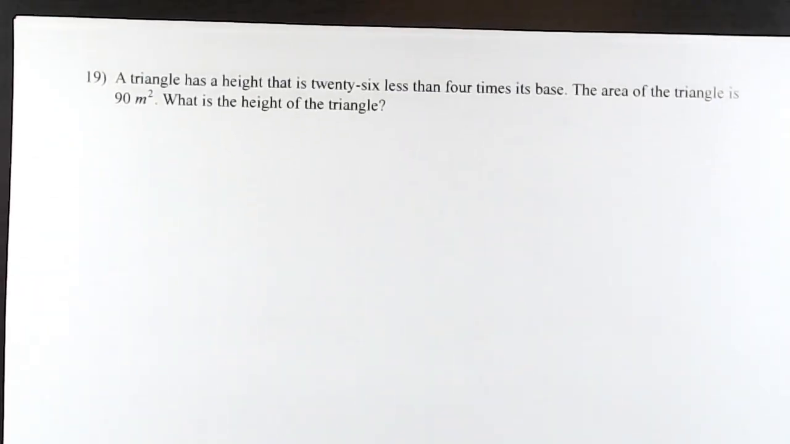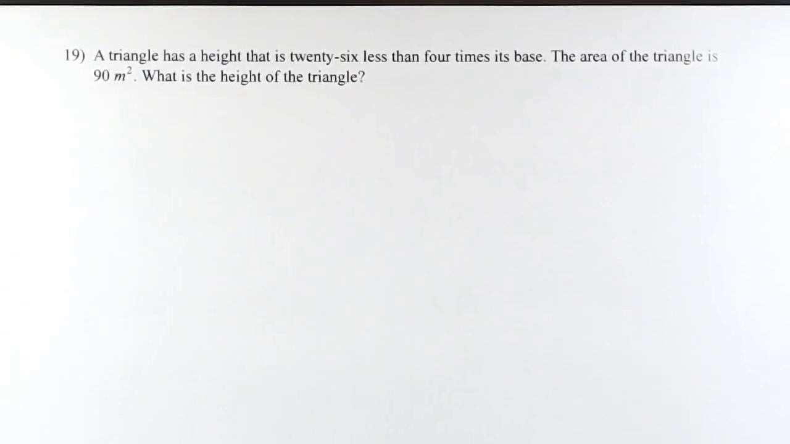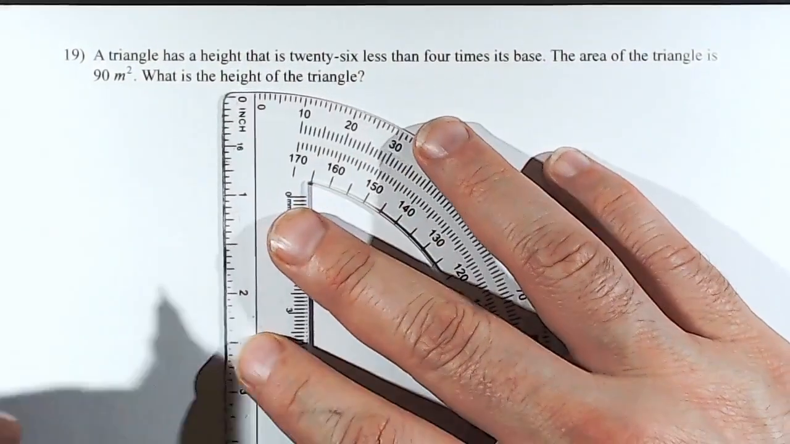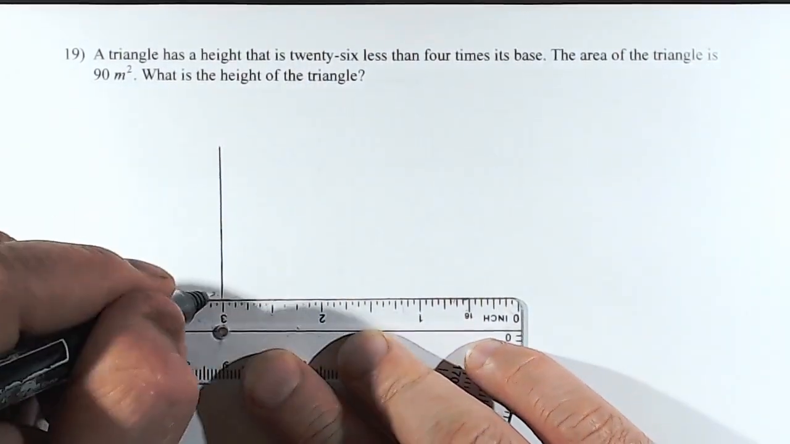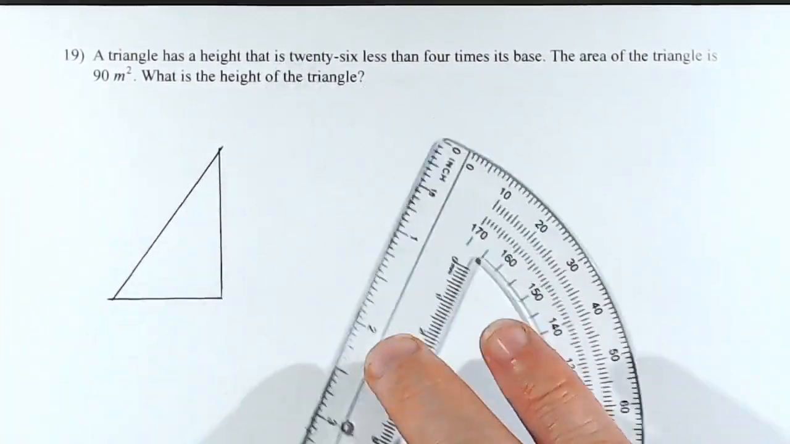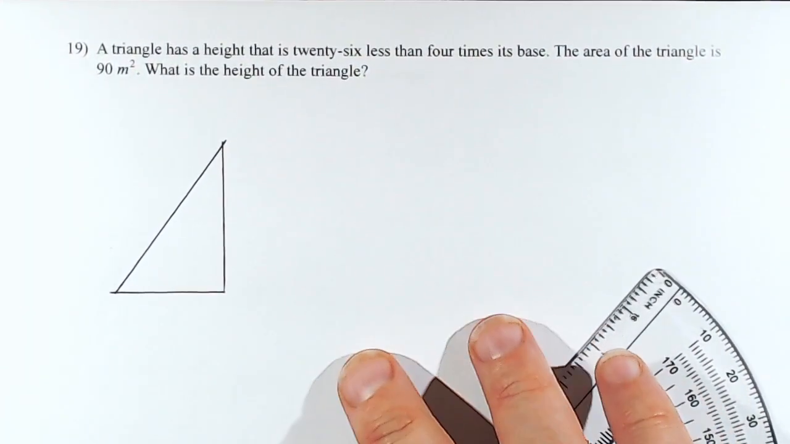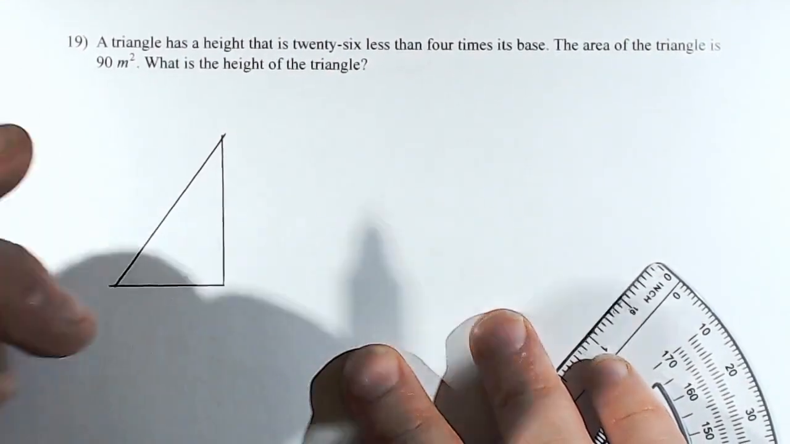Okay, number 19. There's only 20 problems, so we're almost done. A triangle has a height that is 26 less than 4 times its base. The area of the triangle is 90 square meters. What is the height of the triangle? Well, to do this, it would really help to draw a triangle. And it doesn't have to look like anything. You just have to kind of draw a triangle so you can label it. You don't really have to do this, but it helps me. And we don't know that it's a right triangle, all right?